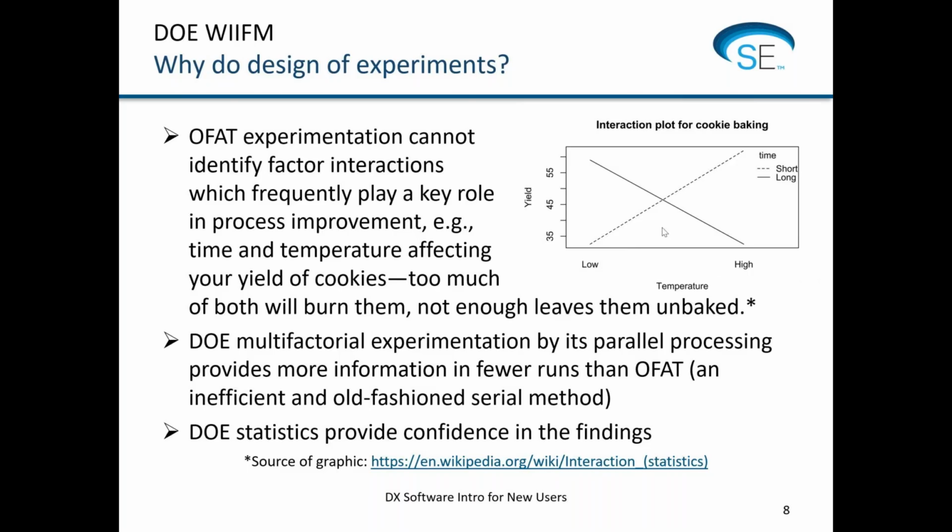We can identify these interactions, which turn out to be very common in the real world, and something that we really need to envision, that our systems will have interactions, and we need to set up an experimental approach that will identify them. So that's where DOE comes in, right? The multifactorial experimentation and its parallel processing gives us more information than one factor at a time ever could. And the statistics give us confidence in the findings, right? So when we say something matters, it matters because we can prove it statistically.